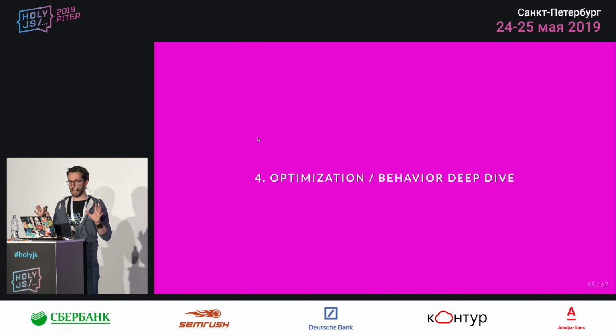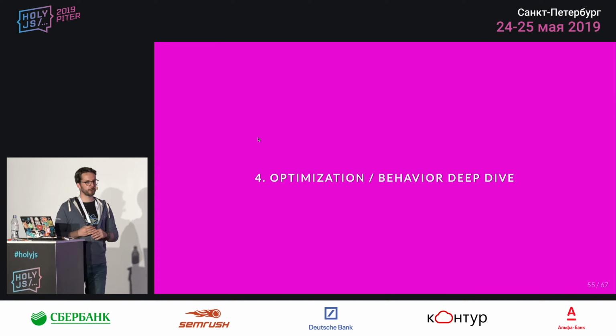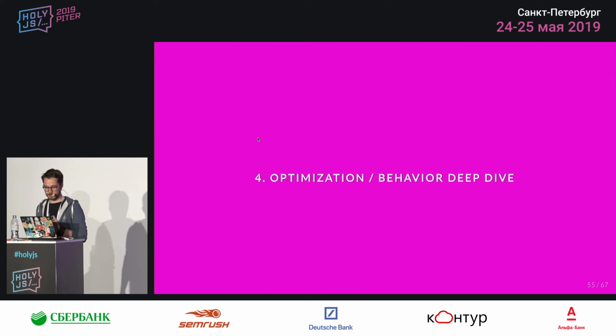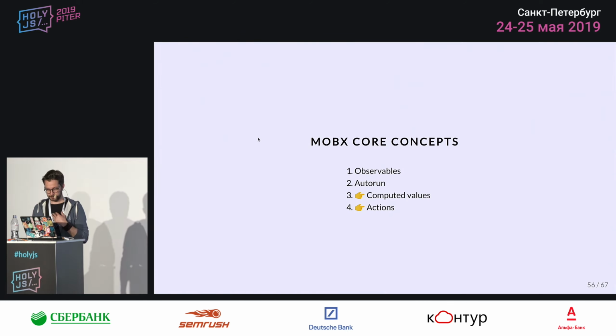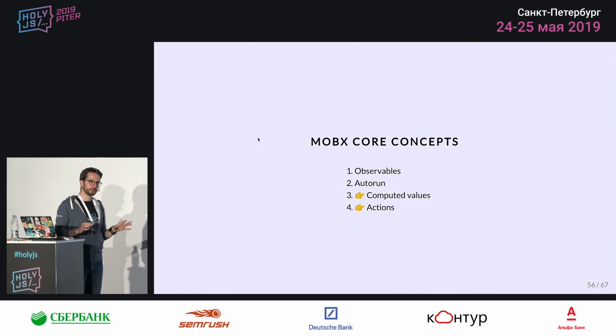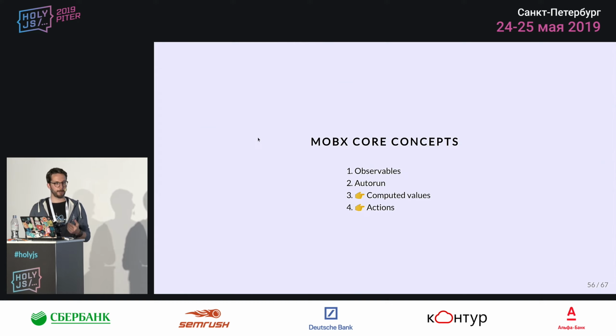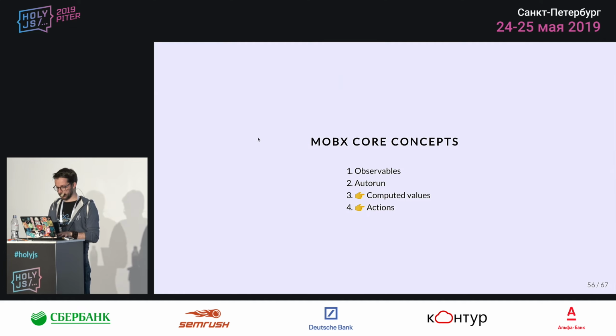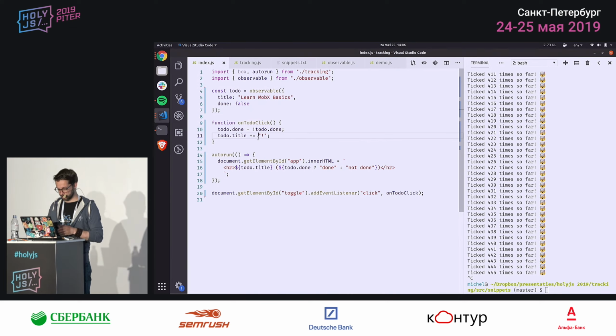So that is the core of it, and I hope you're following so far, because now we can take a little deeper dive into the exact semantics of the thing. We've seen how observables and autorun work, and there are only two interesting concepts left in MobX. I'm going to explain them to you by showing the behavior.